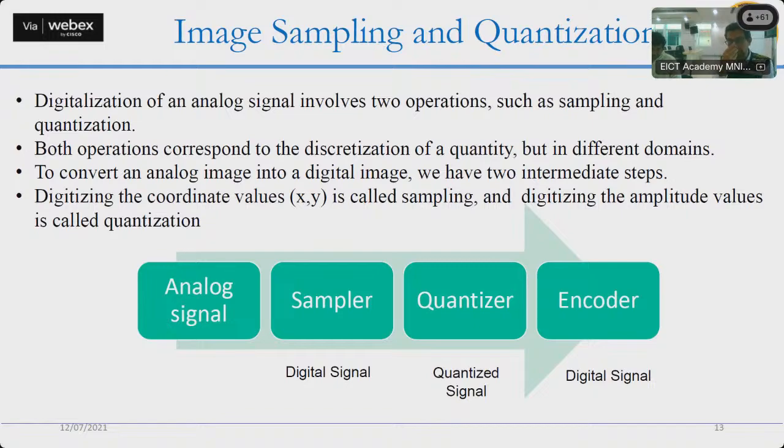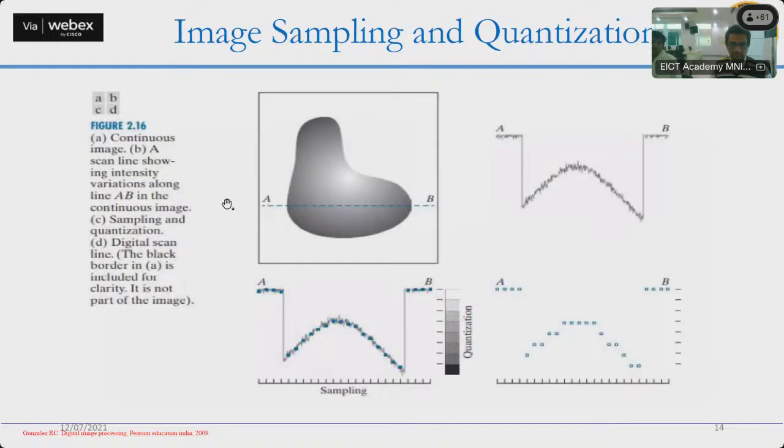What do we mean by discretization? For example, if some value is 10.5 or 8.5, we will assign either 9 or 8 to that value. So this is the discrete number. To convert an analog image into a digital image, we have two intermediate steps. We digitize the coordinate values, which is called sampling, and we digitize the amplitude values, which is called quantization. It is image sampling and quantization.